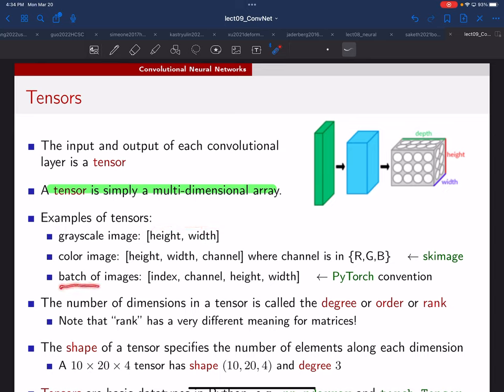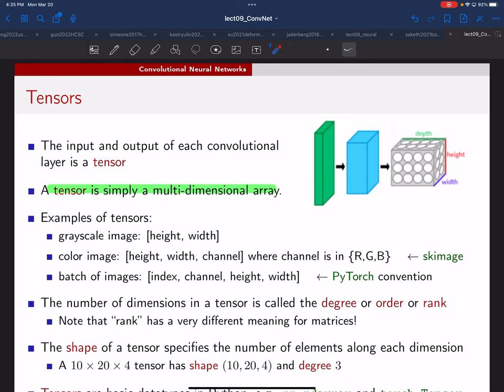Or we've also been talking about these. What if you have a batch of images? So each one of the images has a certain height, a certain width, certain numbers of channels, but then there's a whole batch of them. So there's another index over the batch. So that would be a four-way tensor. That's what we're actually dealing with when we train things.